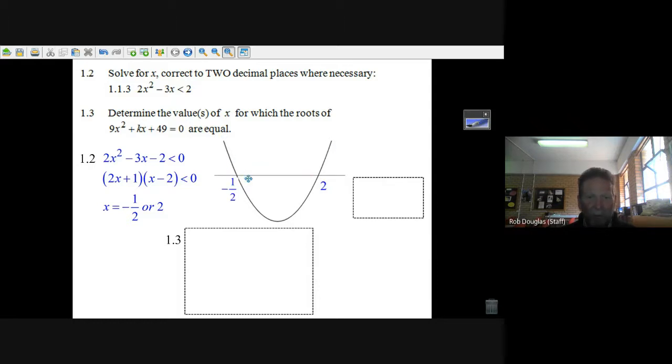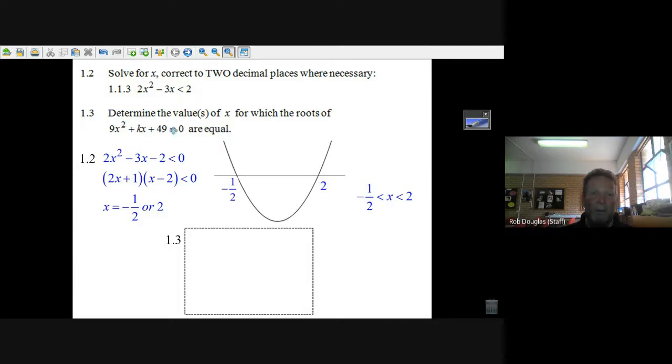And where is it less than 0? Well, that's in between 2 and minus a half. So what values of x are going to make this less than 0? Where the function goes negative, that's when x is less than 2 but greater than minus a half. There's your solution.